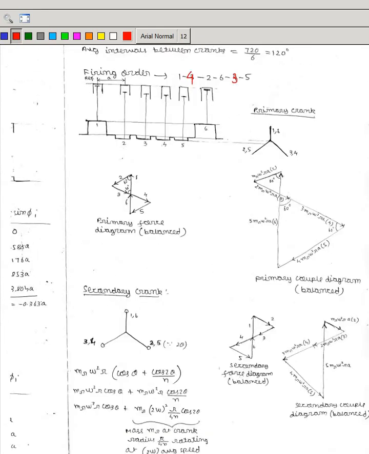Secondary crank, you have to draw the secondary crank from the primary crank. Primary crank, remember here the crank lengths are r by n, and the speed is twice omega, and the angles are twice, so 1 is 0, so 0, 2 into 0 is 0. For 3 it is 120, for here it would be 240, so 3 is here. For 2 it is 240, so 480, so 2 would come here, 2 has come here.